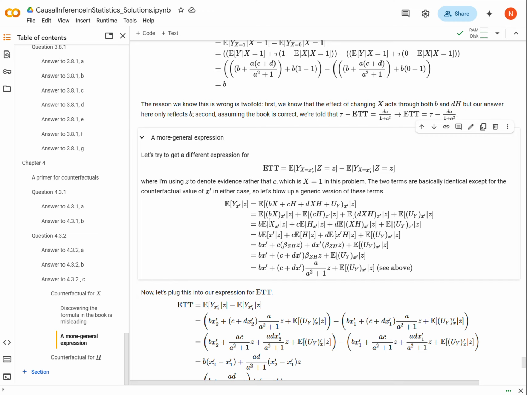Let's see the next thing I do. The coefficients b, c, d are all constant, and so these values can just be placed outside of the expectation. That's all that's happening there. And now we get to apply this little operator right here.